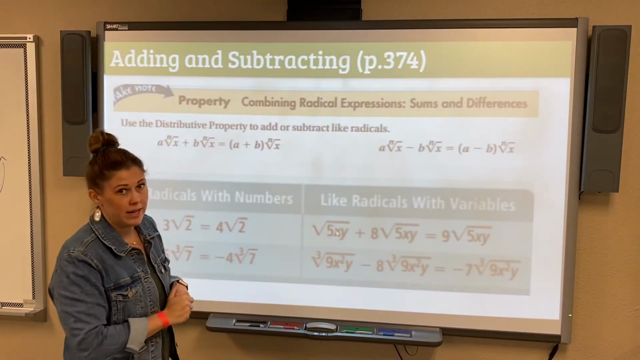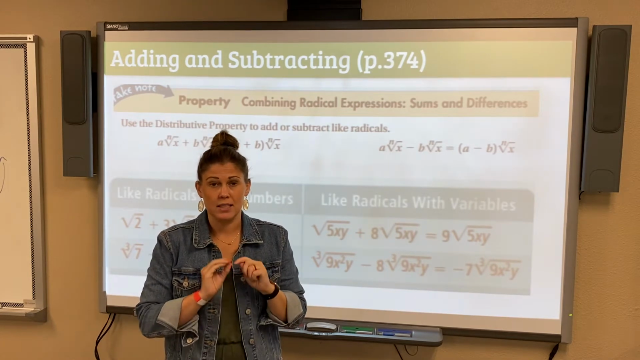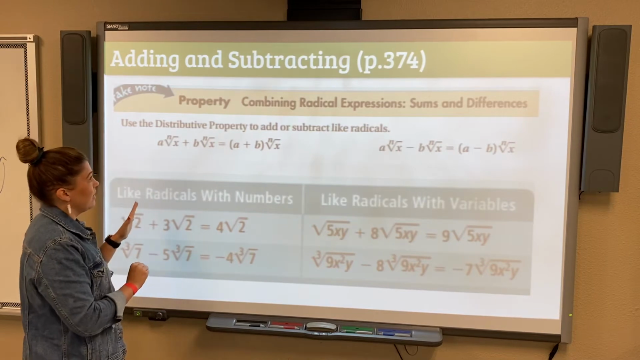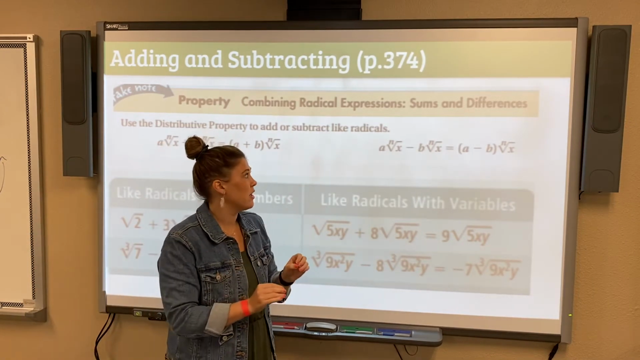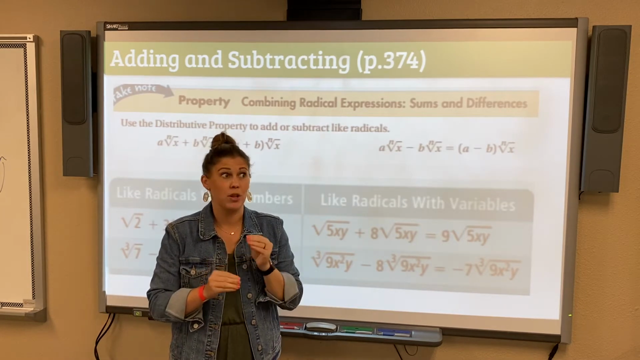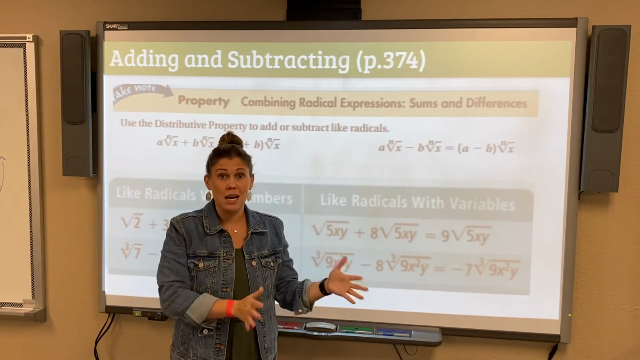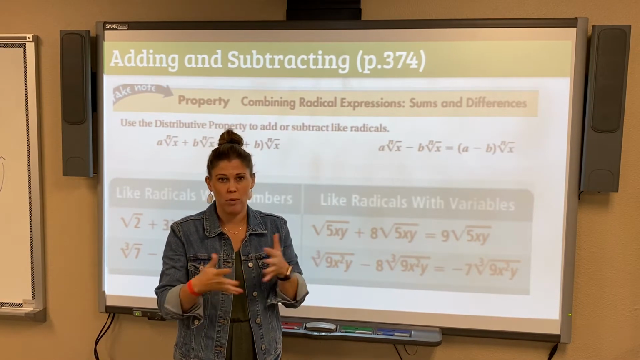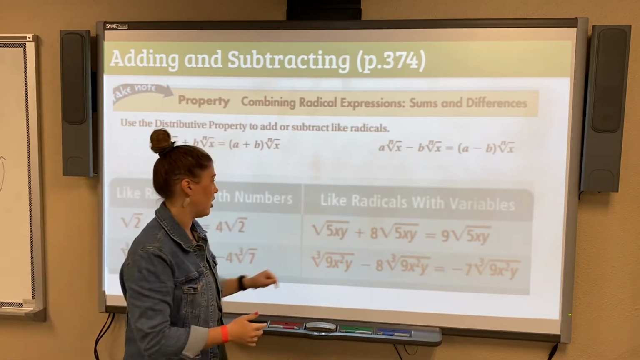First, adding and subtracting, super easy. Think about this as combining like terms. Whenever you add or subtract like terms, it says to use the distributive property. All you need to think about is if they have like radicals and like indexes, then you can combine the numbers out front, adding or subtracting whatever operation is there. Here are some examples that we're going to talk about.